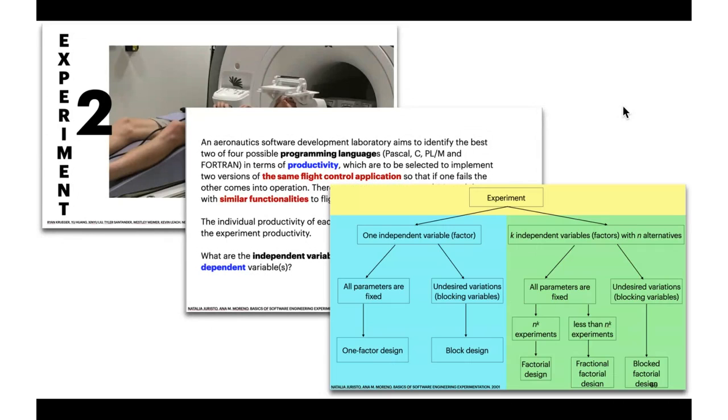Finally, there are different ways of designing those experiments. We have seen one independent variable, we have seen multiple independent variables, and an interplay between those things and variations versus parameters.